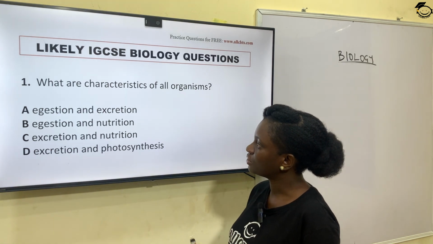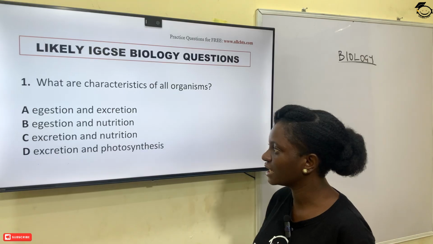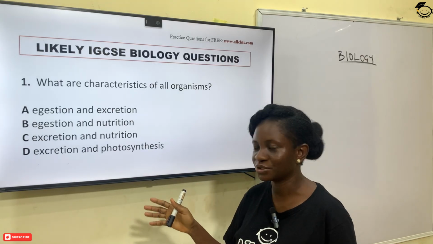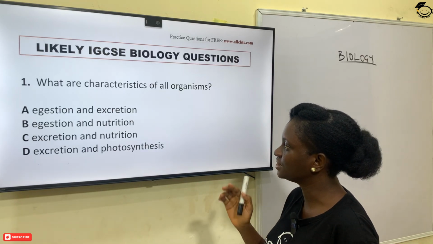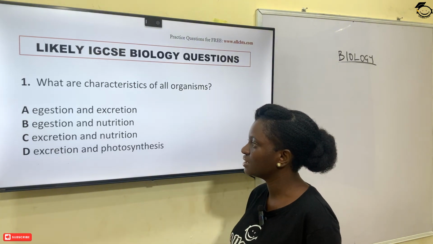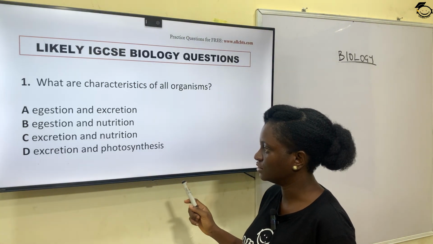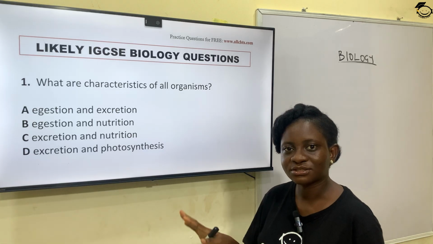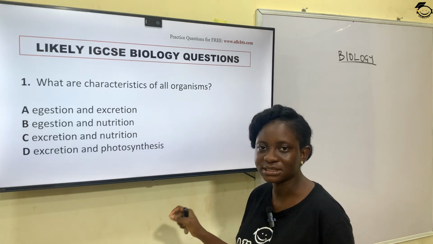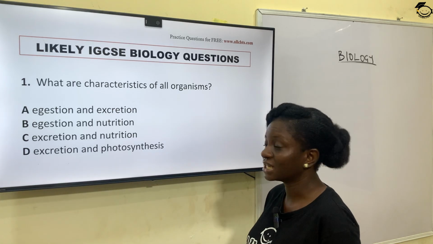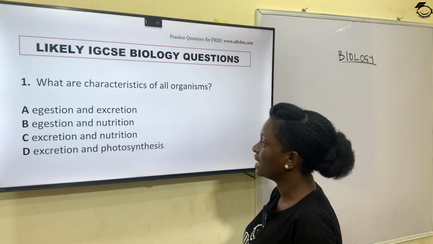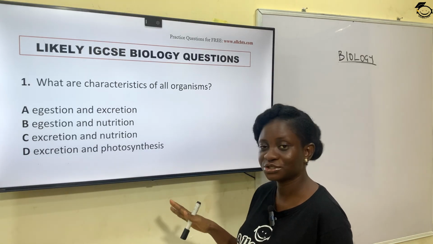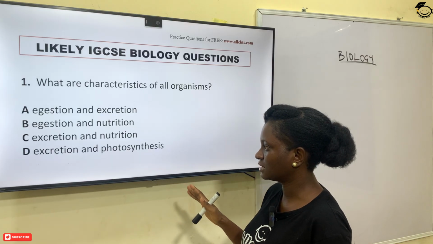So looking at these options, we have option A, ejection and excretion. Option B, ejection and nutrition. C, excretion and nutrition. D, excretion and photosynthesis. So from the acronym, we can deduce that excretion and nutrition, option C, is the correct answer.